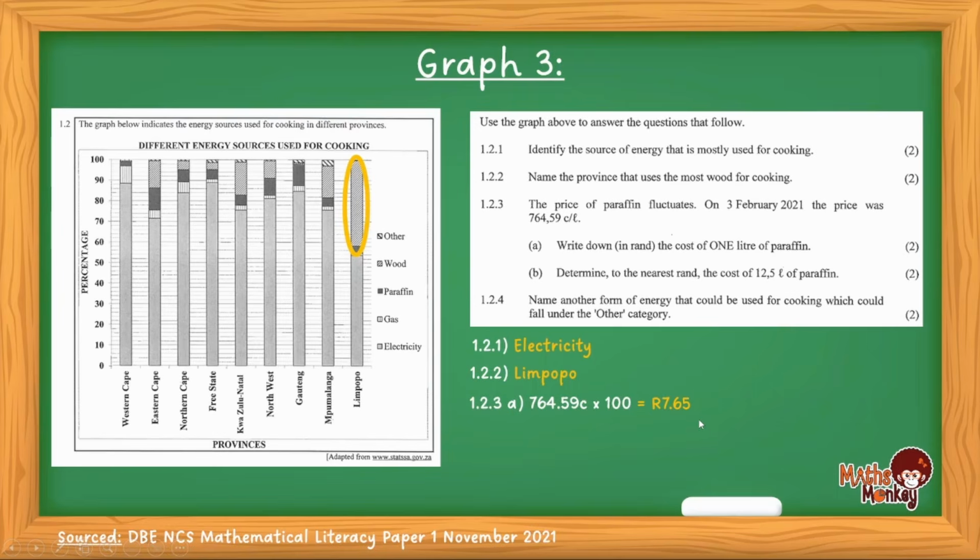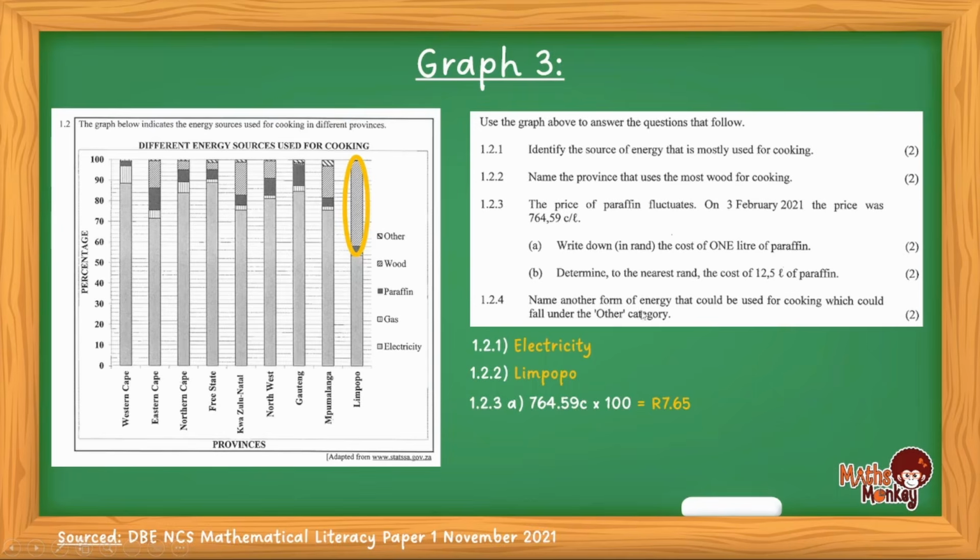Now remember they say in rand, so you don't give more than 2 decimal places. If you think about when you go to the shop, they never give you a price with more than 2 decimal places for rands. So this is 7.65 rand, which we say in South Africa is 7 rand and 65 cents.